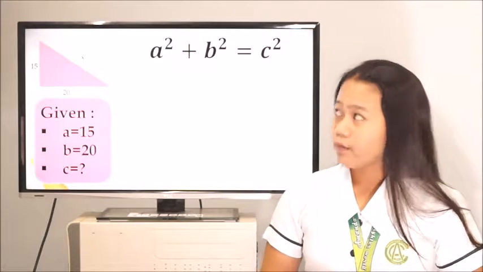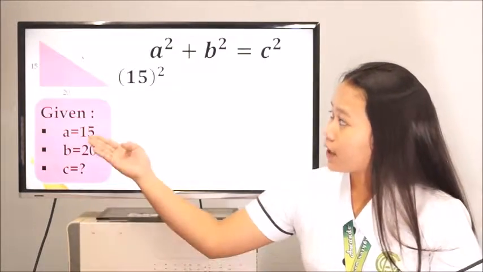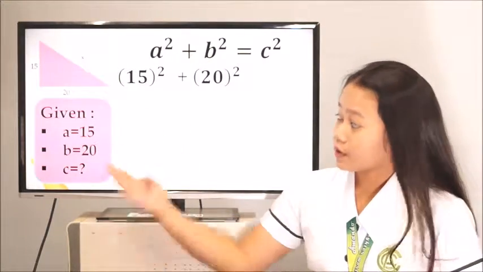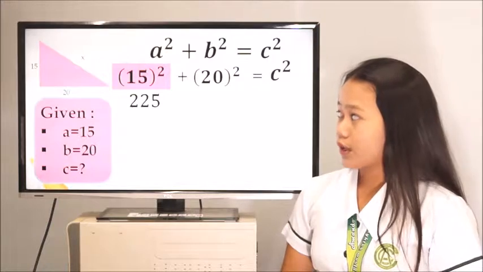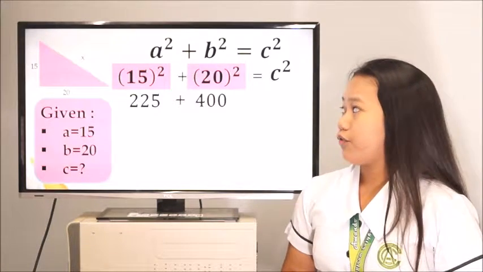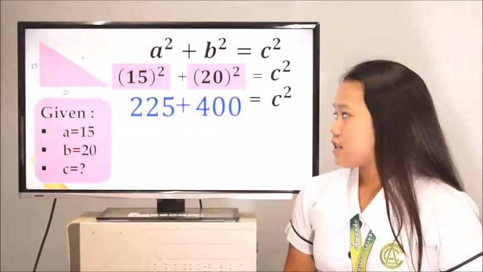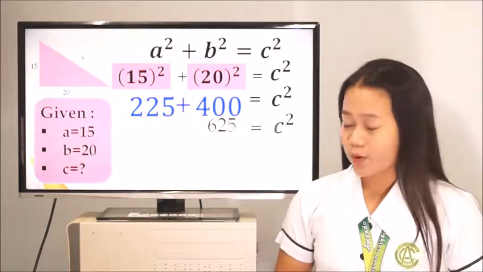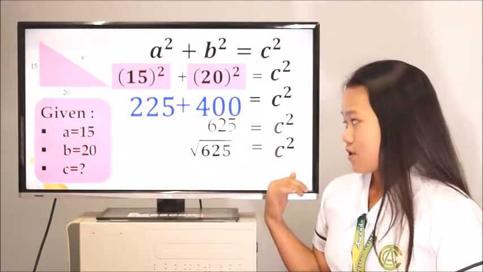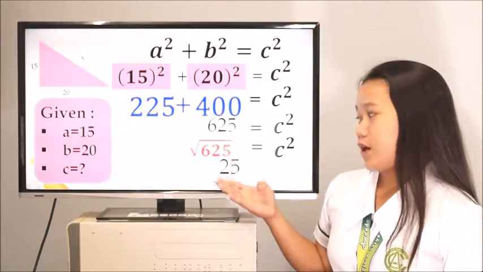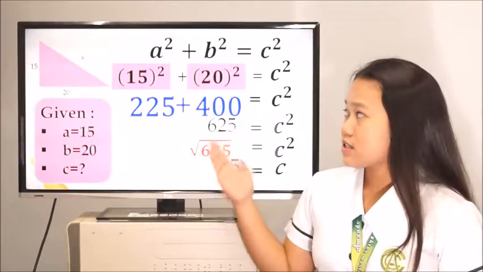Applying the Pythagorean Theorem, we have A squared plus B squared equals C squared. So 15 squared plus 20 squared equals C squared. 15 squared is equal to 225, plus 20 squared is equal to 400, equals C squared. So 225 plus 400 is equal to 625 equals C squared. So we're going to find C. We have 625 equals C squared. The square root of 625 is 25. It means that C is equal to 25.